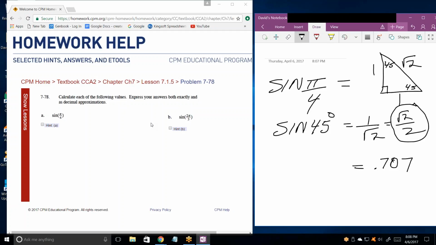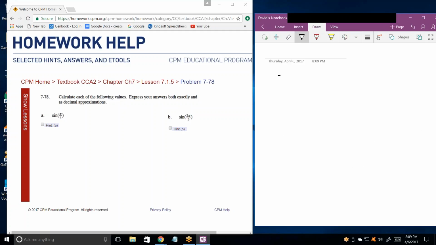0.707, actually. I guess she had to round off to the nearest hundredths always. I just usually do, so. All right. Next one. Sine of 2 pi over 3.